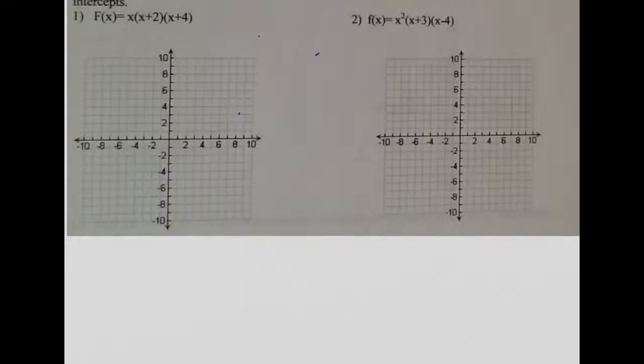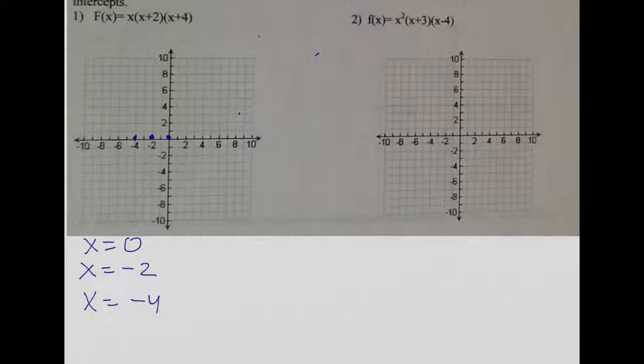Okay, here in numbers 1 and 2, we are sketching the zeros for the functions. So this is already completely factored out. So one of the zeros is going to be x is 0, right there. Another one is going to be x equals negative 2, it's right here. And the other one is going to be x equals negative 4, right there.